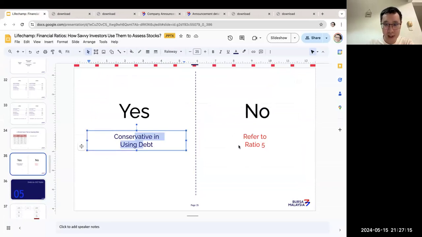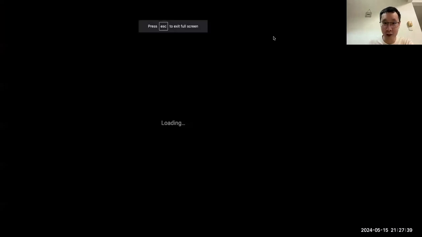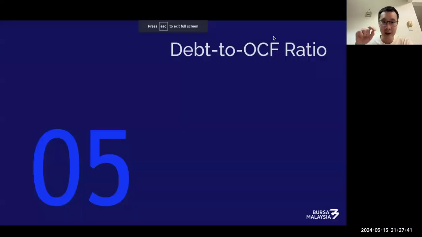Otherwise, let's say you have a company that is quite high in terms of gearing ratio. Does that mean that it is very aggressive in using debt? That one, we put on hold first because there is another ratio that we need to calculate, and that is ratio number 5, which we are going to do right now.